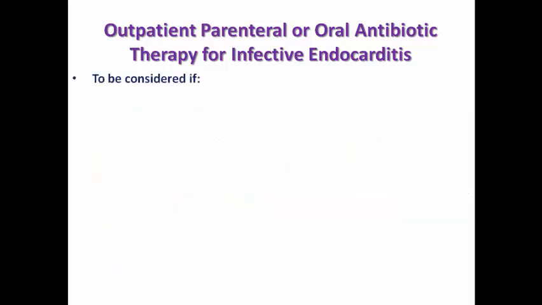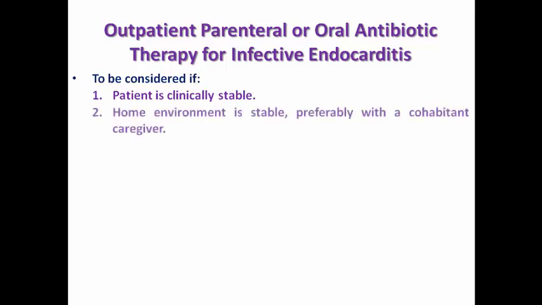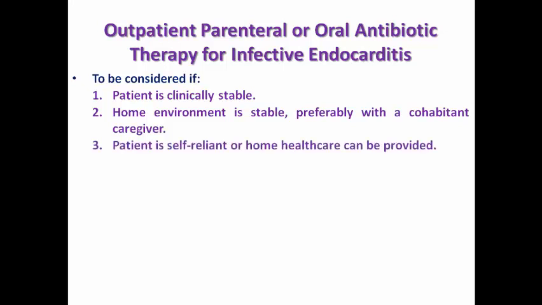So which patients can be considered for the outpatient treatment? The patient is clinically stable, so he became afebrile during the initial phase with reduction of the CRP and white cell count, and the vegetation size is decreasing. The home environment is stable with a cohabitant caregiver that can take care of the patient's medications, and of course the patient should be self-reliant in order to trust his compliance to the medications.